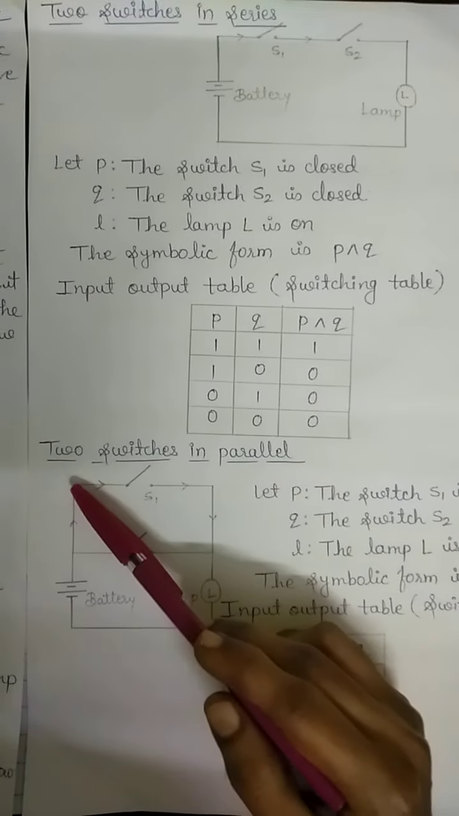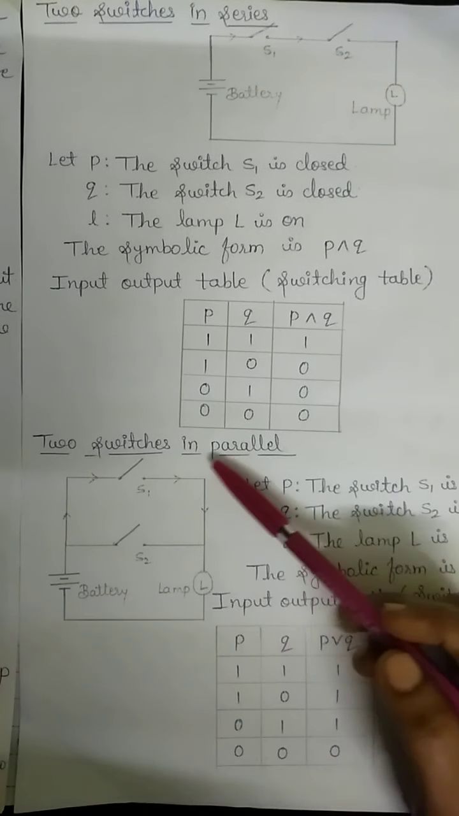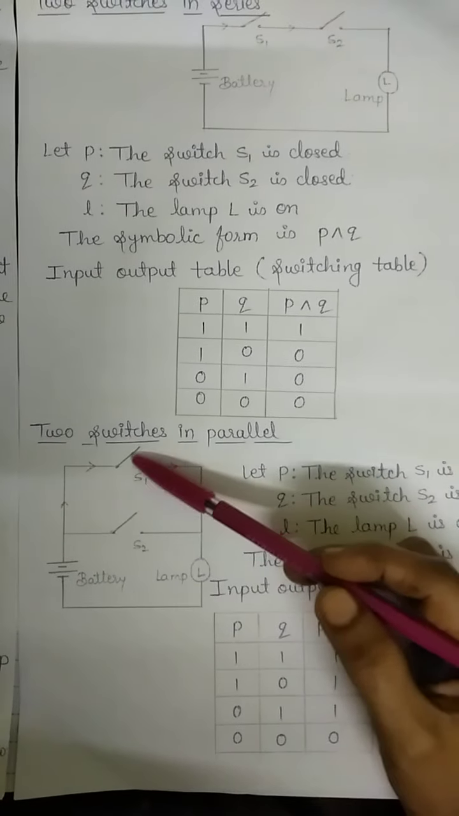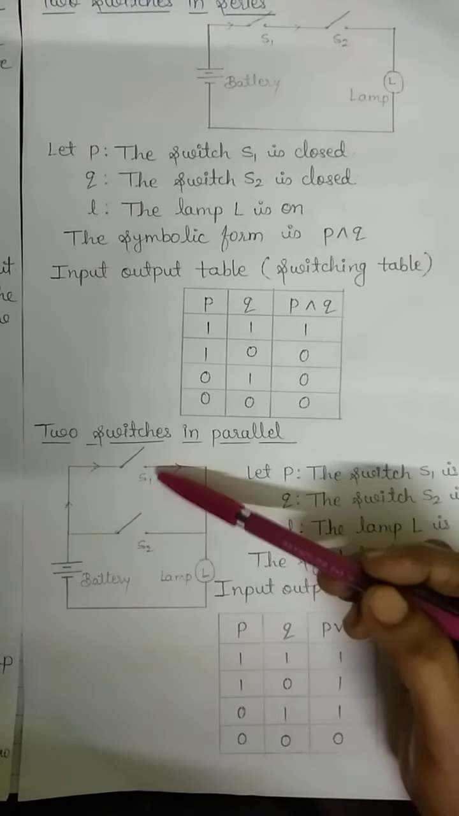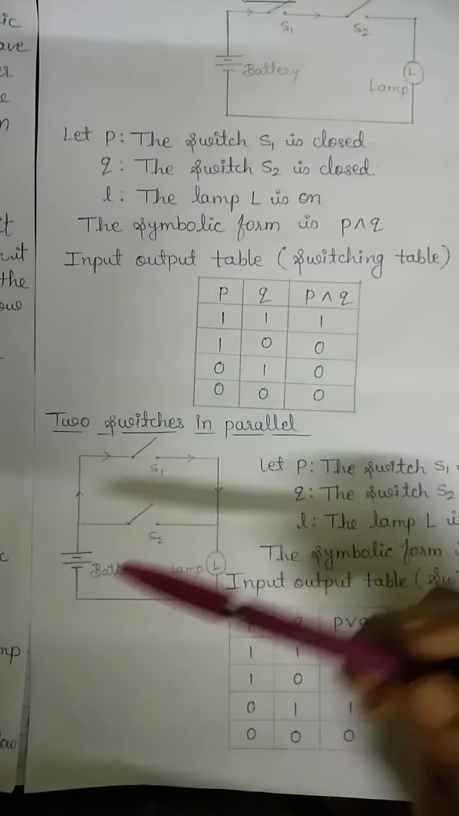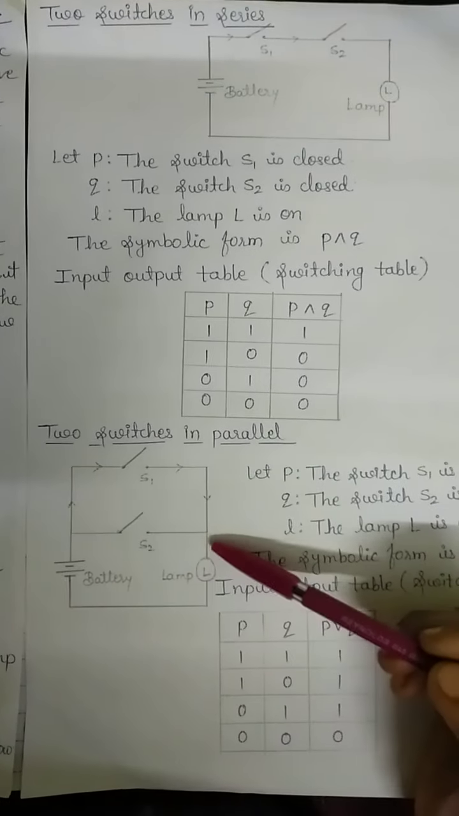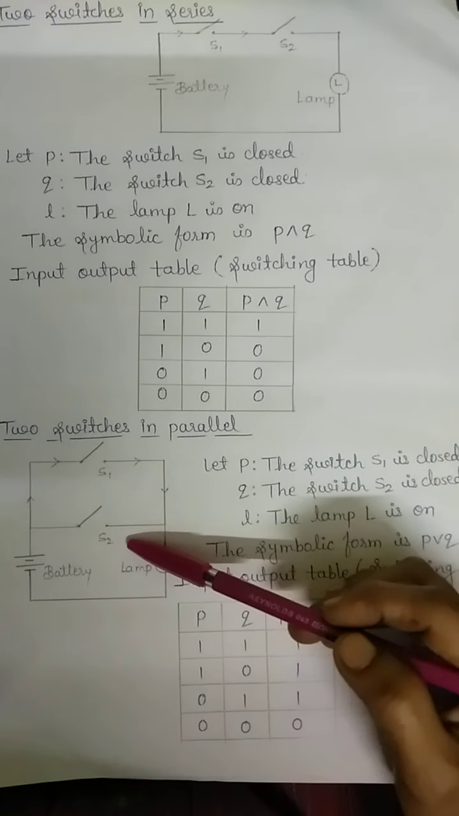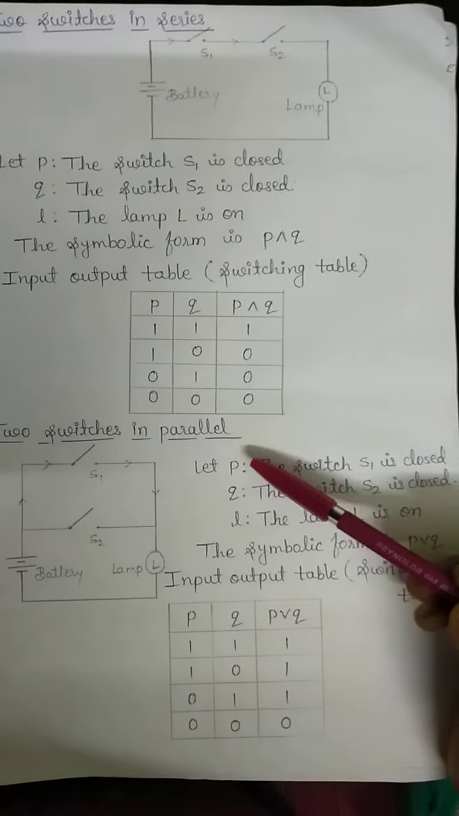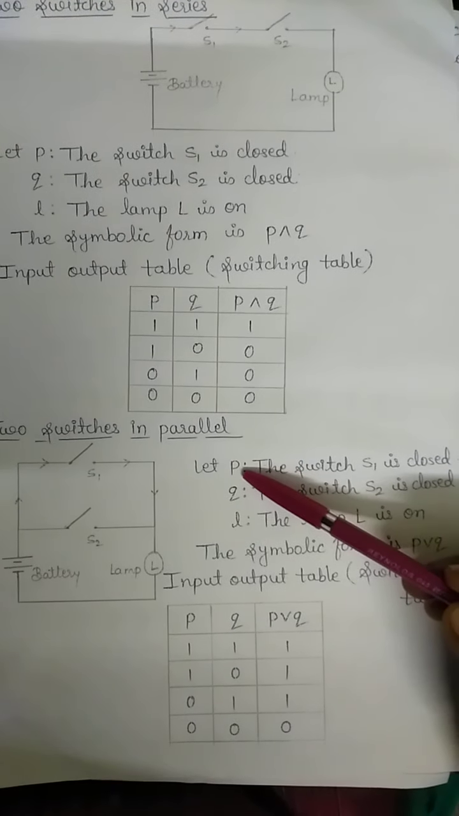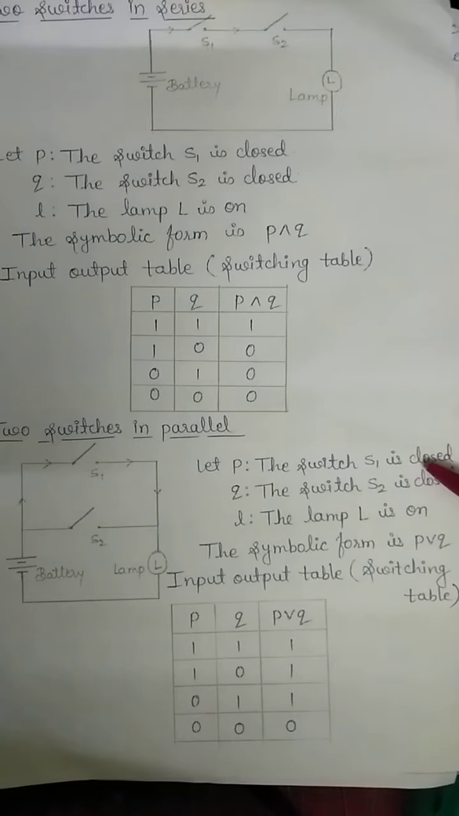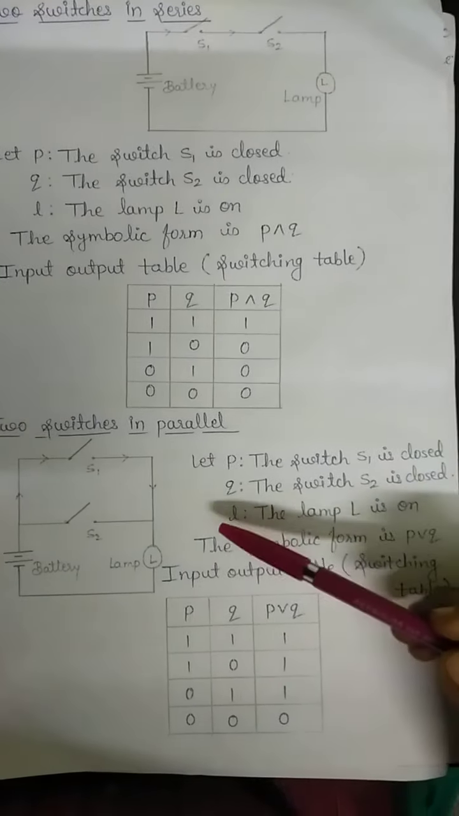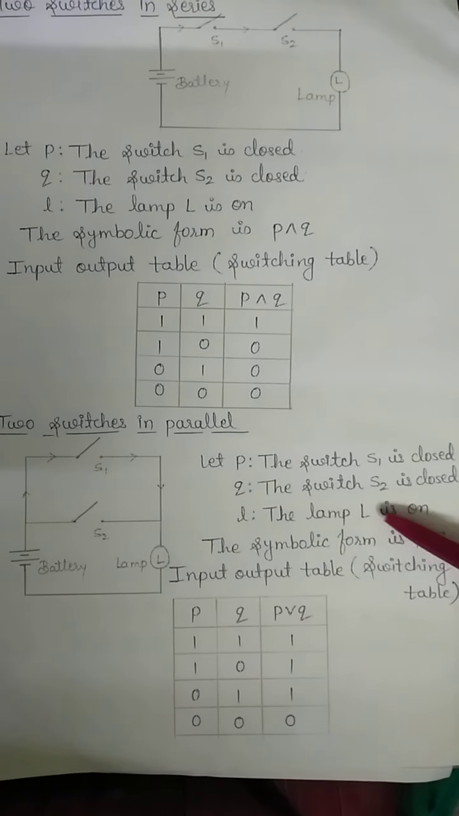Now second case, two switches are connected in parallel. Now see, circuit diagram is given containing two switches S1 and S2. These two switches are connected in parallel. Here we have battery and L denotes the lamp. Since here also we have only two switches S1 and S2, we will consider P and Q. So P denotes the switch S1 is closed, Q denotes the switch S2 is closed, and L is the lamp is on.